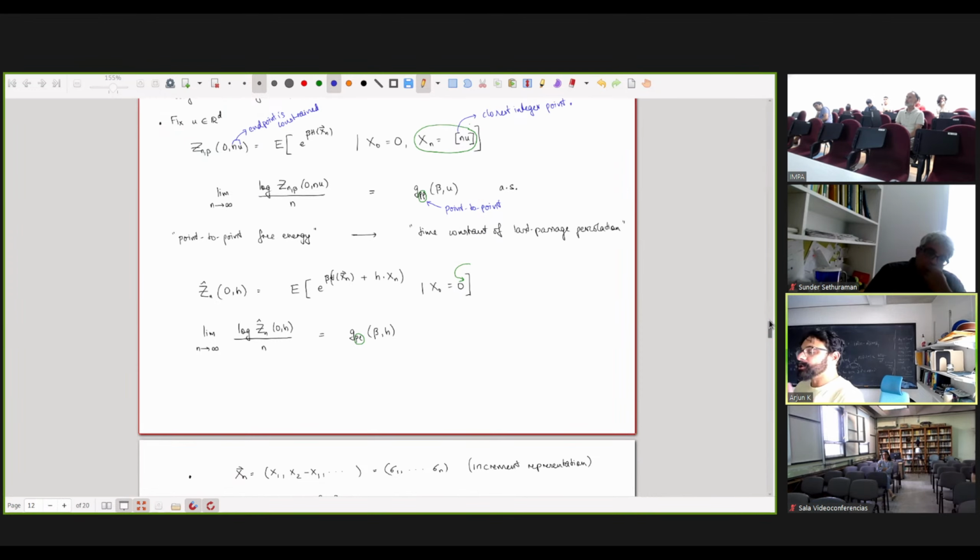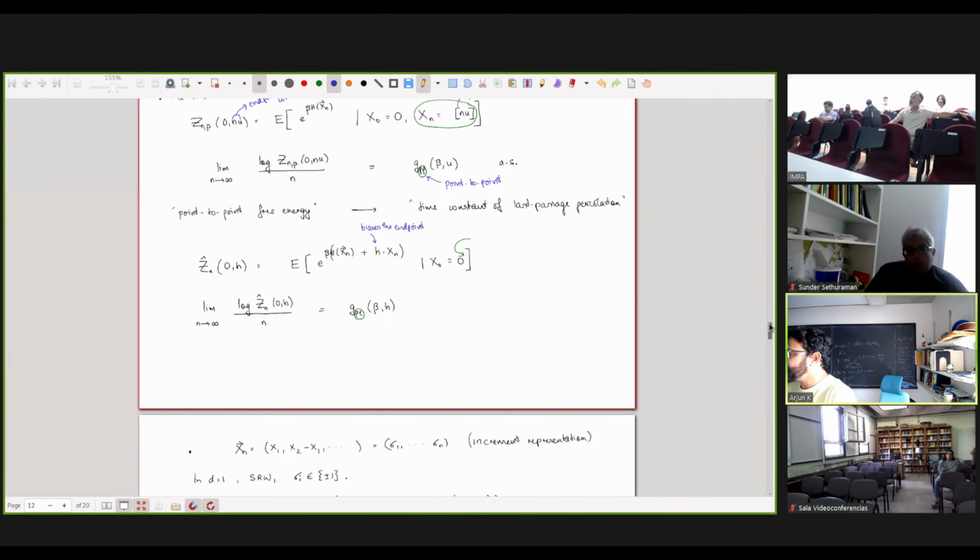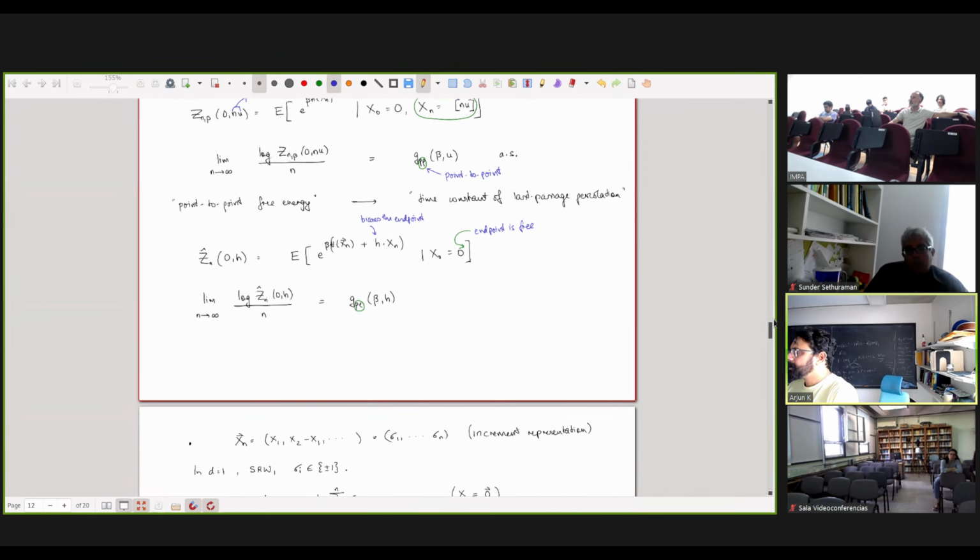So they also defined another partition function Z hat, where they added a sort of bias to the endpoint, in the form of this parameter h. They called it a tilt, but we will call it a field because of the analogy with the Ising model that I'll talk about in a second. And notice that the endpoint is free. So this is called the point-to-line free energy.